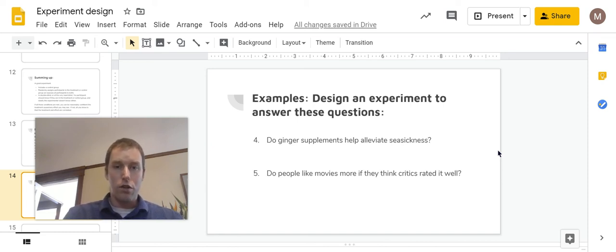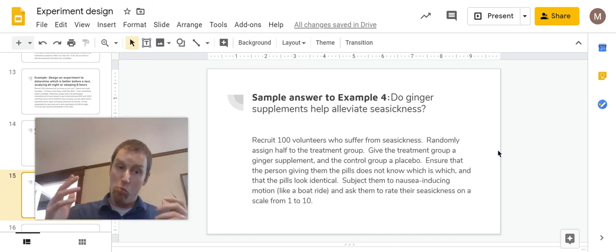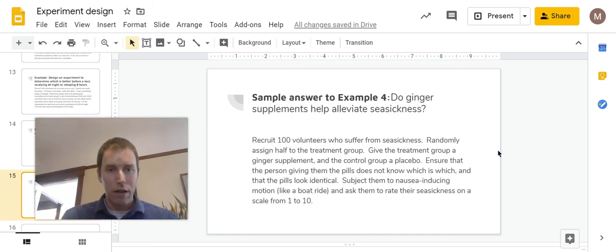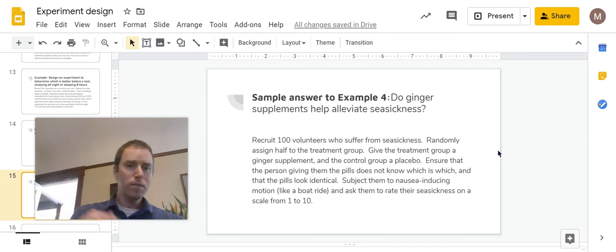All right. Do ginger supplements help alleviate seasickness? How could you test that? One example, my example, yours may differ. I'd recruit 100 volunteers who suffer from seasickness. I'd randomly assign half to the treatment, half to the control. The treatment group gets a ginger supplement. The control group gets a placebo that looks identical to the ginger supplement. The person who's actually handing them these pills has to not know which one is which. They've just got pill A and pill B that they give to the different people.